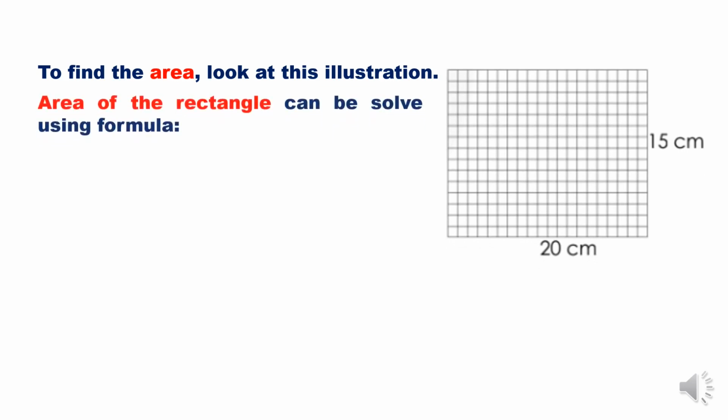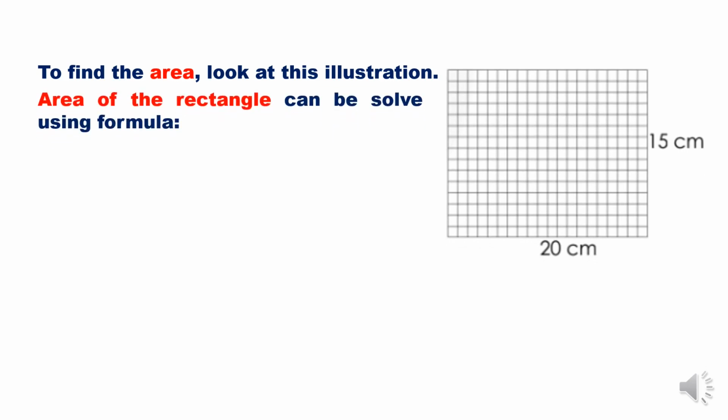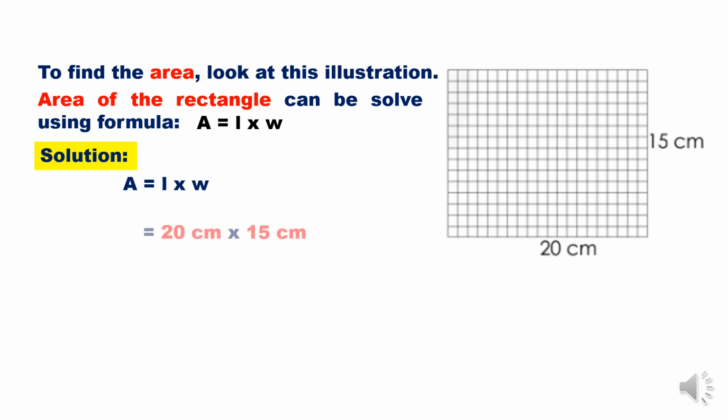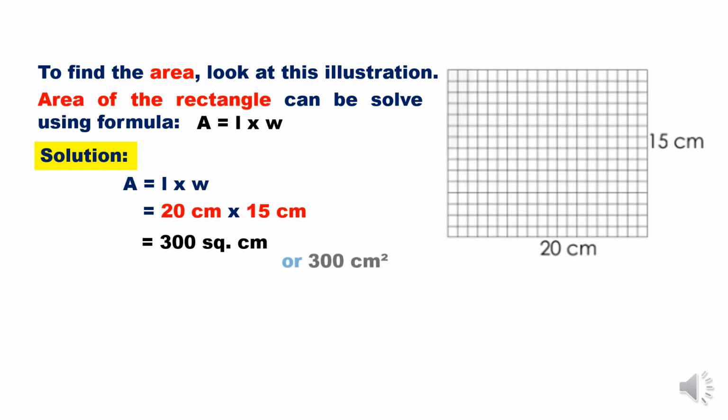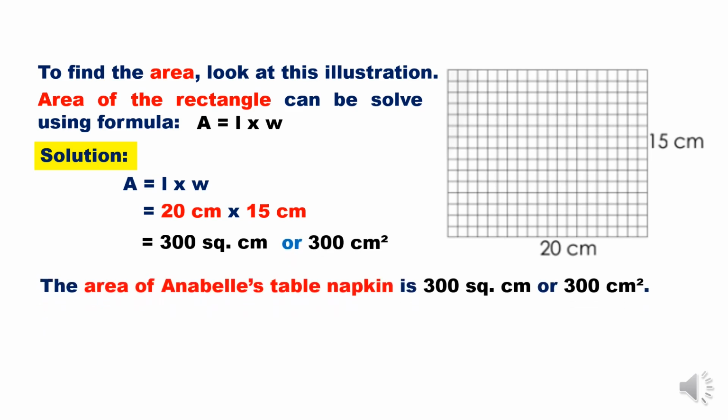To find the area, look at this illustration. The area of a rectangle can be solved using the formula: area equals length times width. For the solution, area equals length times width: 20 centimeters, that is the length, and 15 centimeters, that is the width. So let's multiply: 300 square centimeters. The area of Annabelle's table napkin is 300 square centimeters.